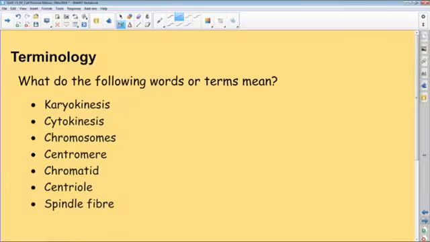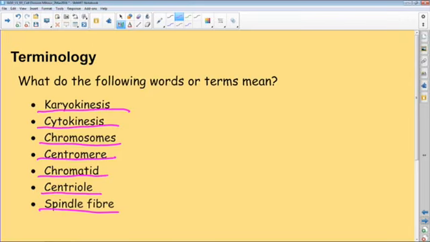Okay, so I have got a few terms in front of me, and sometimes they're very difficult to pronounce. They are karyokinesis, cytokinesis, a chromosome, a centromere, a chromatid, a centriole, and spindle fiber.